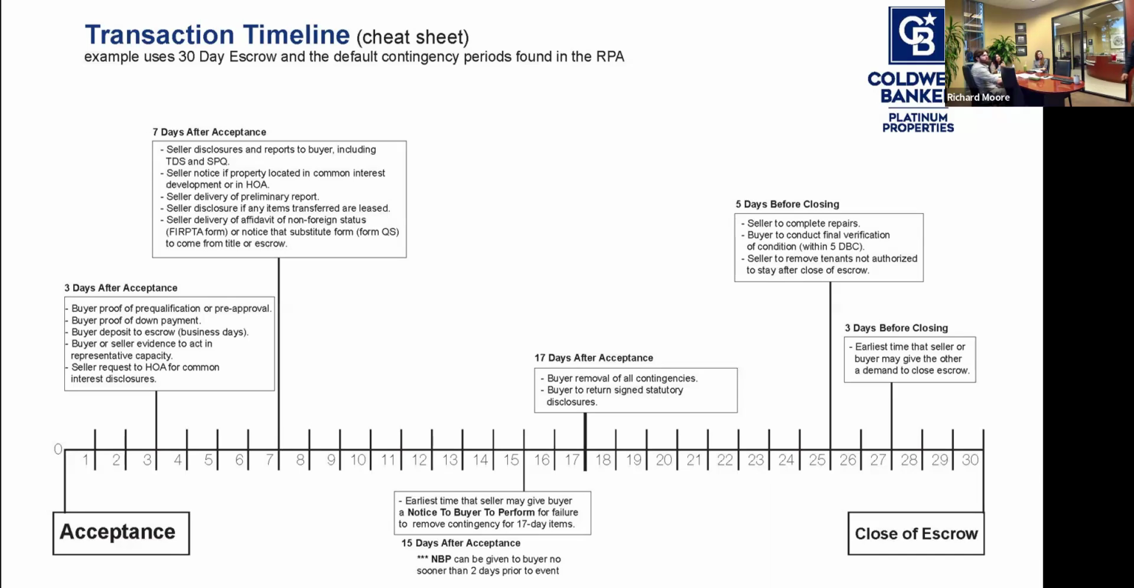Now, the buyer can decide, you know what, they don't want to fix it, I don't want to buy the house, you can cancel. Because you're still within the 17-day period, you haven't removed contingencies. So the buyer can cancel if they want to.